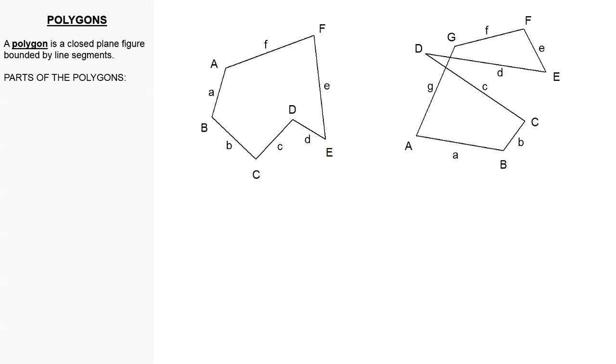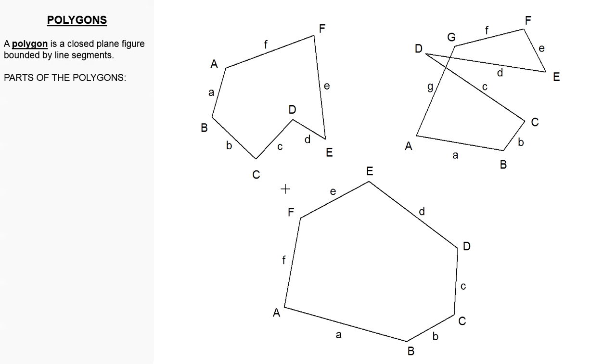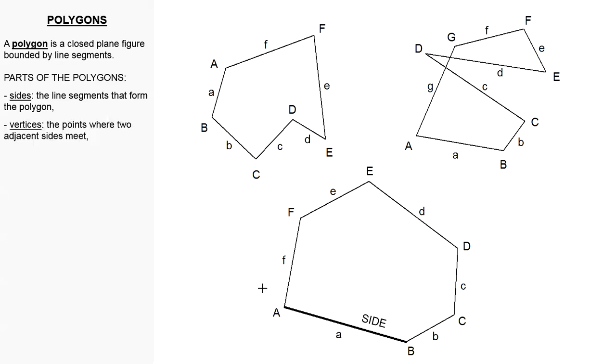Let us identify now the parts and the properties of every polygon, and for doing so, let us look at this polygon here. On it, we can identify one of every polygon's parts, their sides, which are each of the line segments that bound them. Every one of the line segments A, B, C, D, E, and F are sides of the polygon. The vertices of the polygons are the points where two sides meet. For instance, this point F, where sides E and F meet, is a vertex of the polygon.